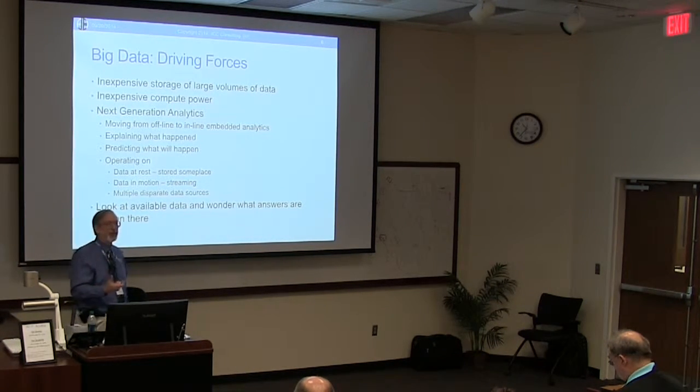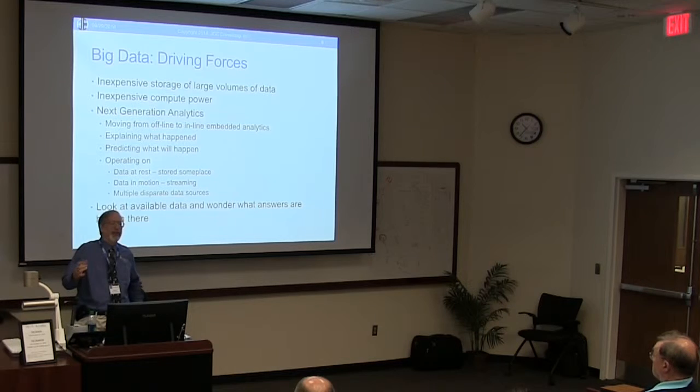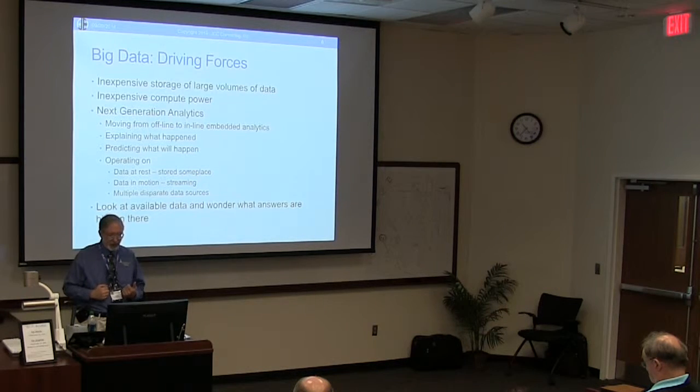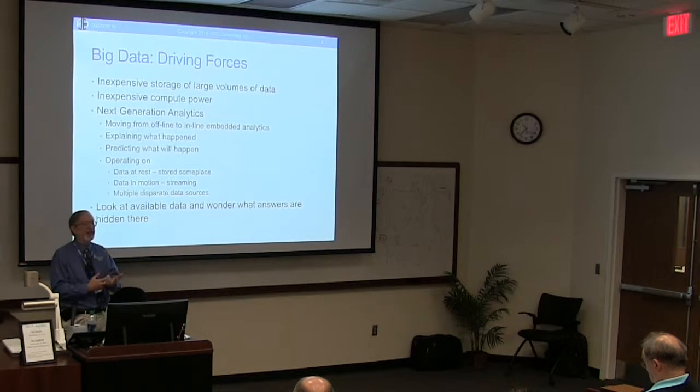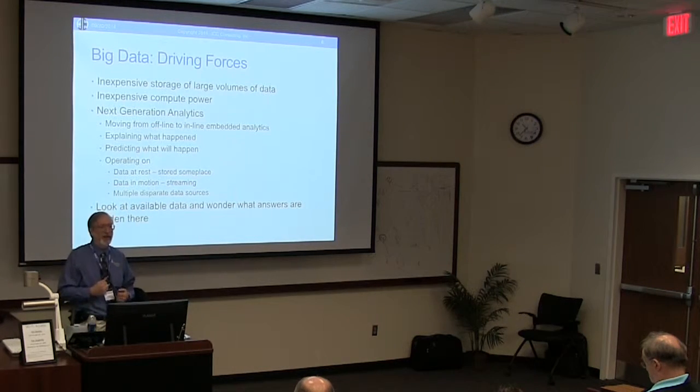So what we're looking at is what's sometimes called next generation analytics. It used to be that you would do a sample of the data and analyze the sample because you couldn't possibly analyze it all. So what we're trying to do now is, instead of analyzing just a 1% or 5% sample, we're trying to analyze all of the data. We're trying to move from offline analytics to online, inline, immediate analytics, so we get answers immediately, not 3 weeks later. So we can predict what's going to happen, not say what happened last year.